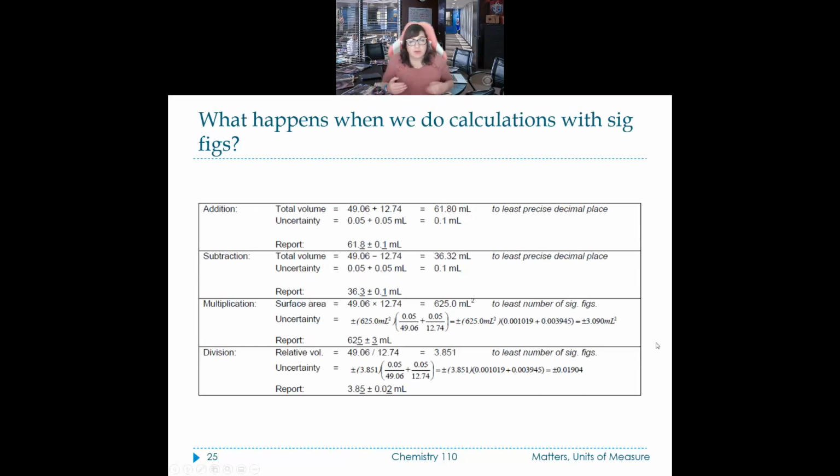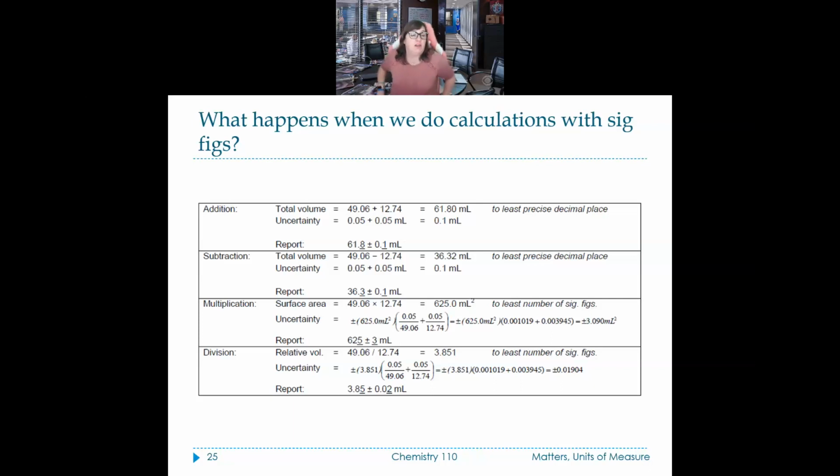Now, what happens when we do calculations with sig figs? All right. So we've done sig figs. We talked about significant digits. We talked about when 0 matters. We talked about rounding. Now we have to talk about calculations. When we do calculations, there are 2 basic cases that we need to worry about. One is addition and subtraction, and one is multiplication and division. We will spend far more time dealing with multiplication and division in chemistry, but we need to be able to talk to both.